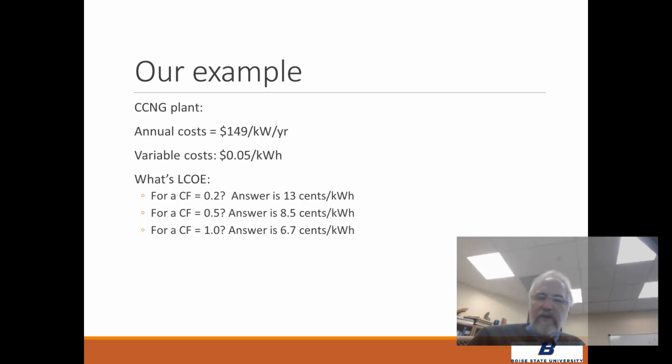I'll leave it for you to verify this. But if the capacity factor is 0.2, I get about 13 cents a kilowatt hour for my levelized cost of energy. If it's 0.5, it's 8.5 cents. And if it's 1, it's 6.7 cents. It's important to note that 1 is the lowest. That's the lowest LCOE you'll get. And generally you won't get there because very few facilities can run at full capacity 24/7 for an entire year. There's usually some kind of maintenance required.